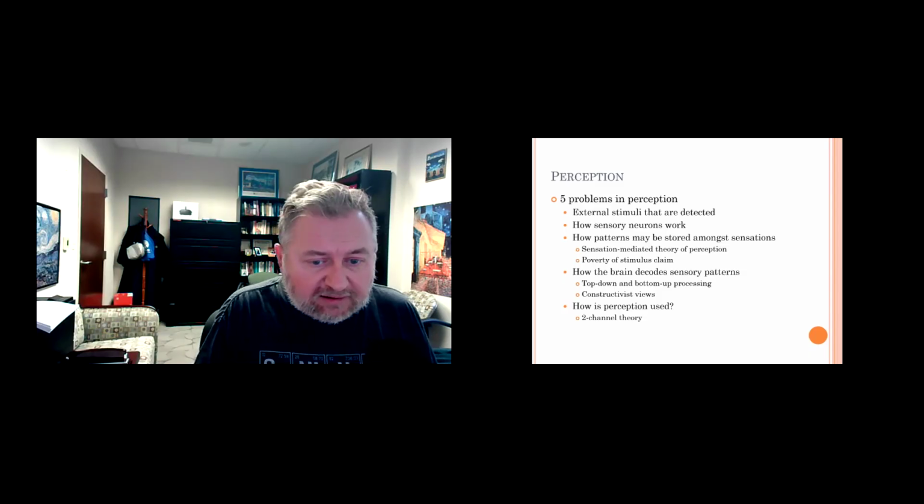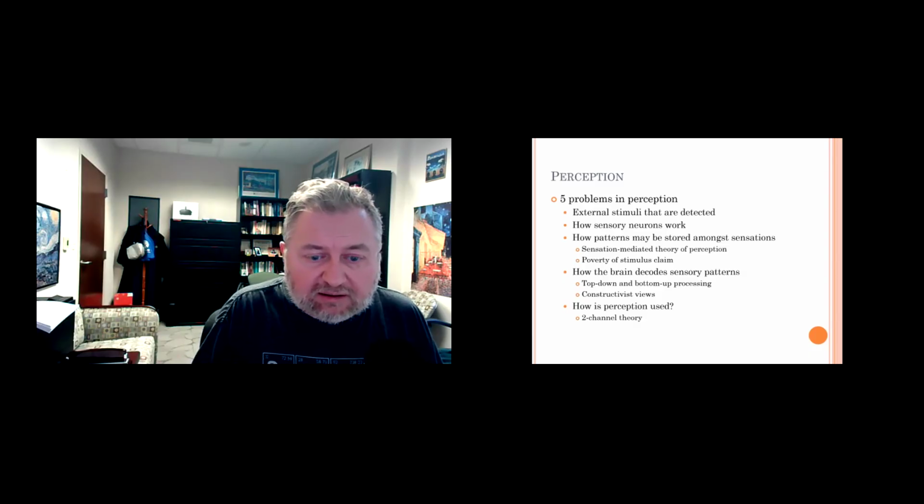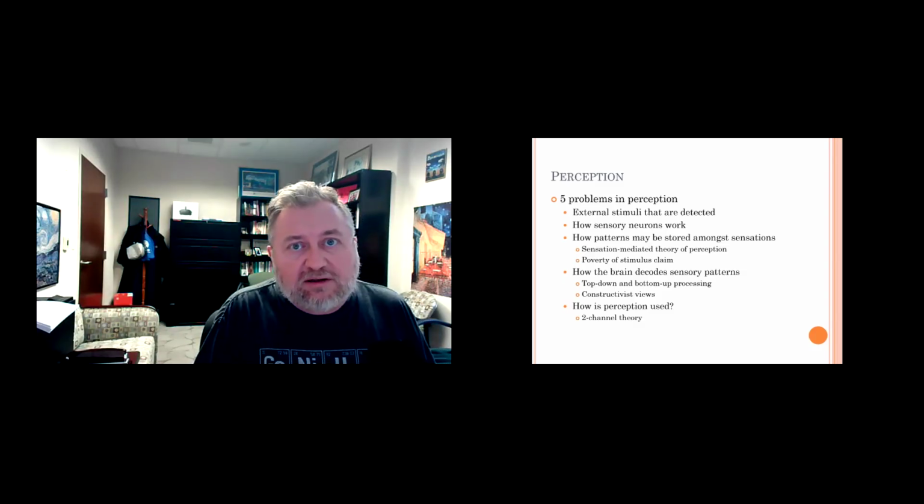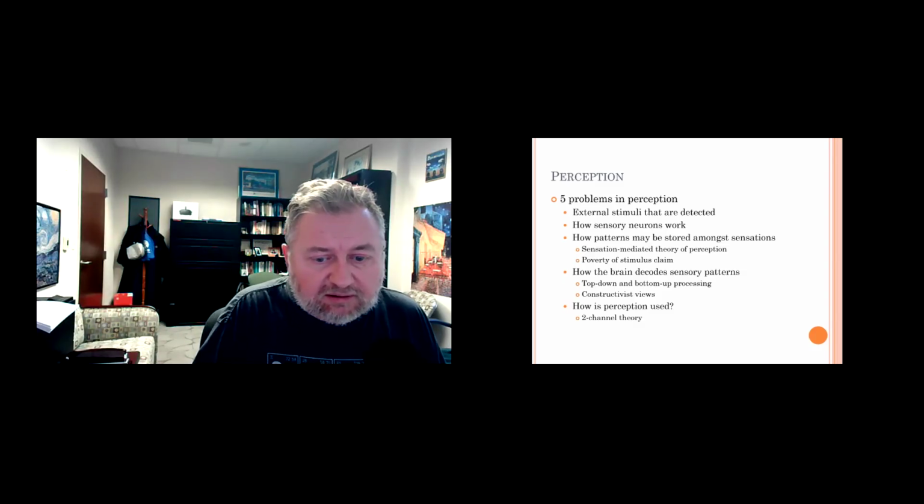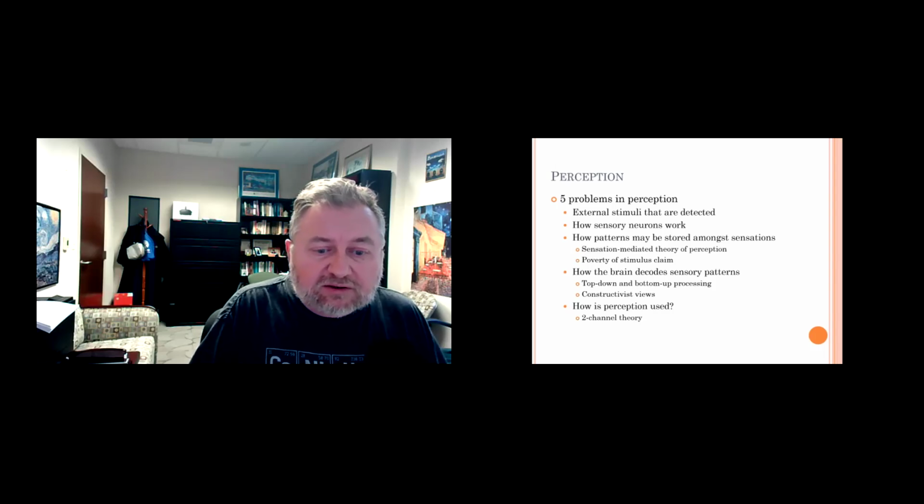How does the brain do that? How does the brain decode the pattern and therefore impose meaning onto the meaningless input? We talked about different views of top-down and bottom-up processing here, like Marr's edge detection scheme and some of the top-down views. The idea that perception is about a construction, right?